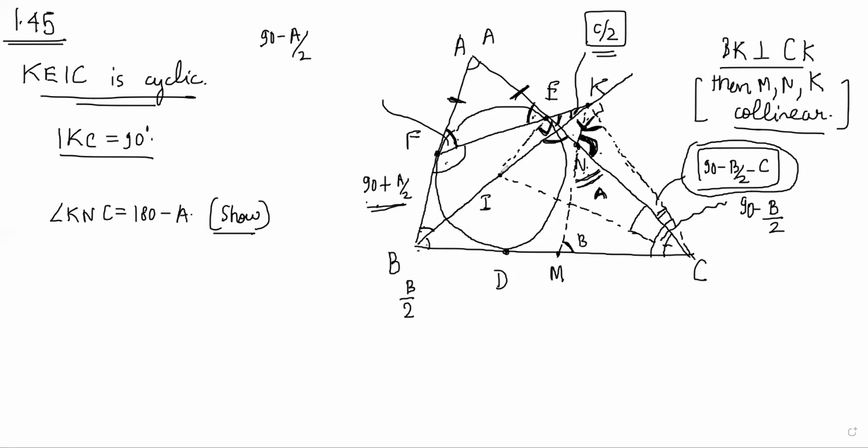So KEIC is cyclic. So what is angle? We know KEN is 90 minus half C. KEN is 90 minus half C. We got that earlier. So can we show KE? No, KEN we got as 90 minus A by 2, right? Right.